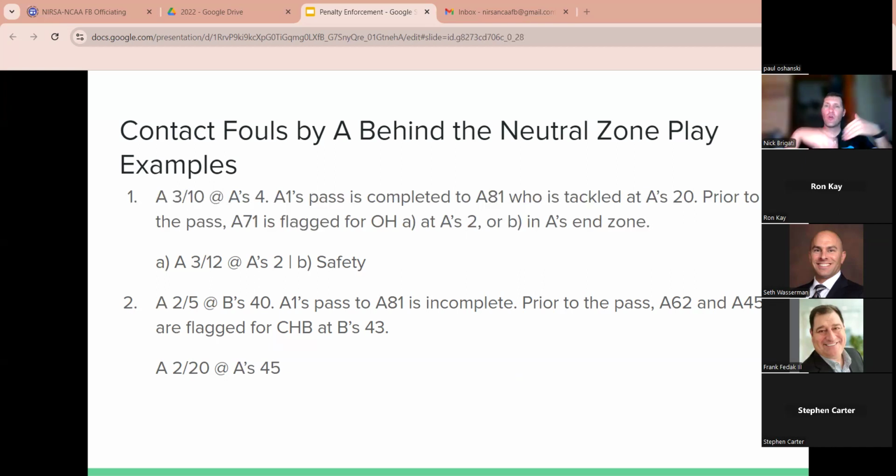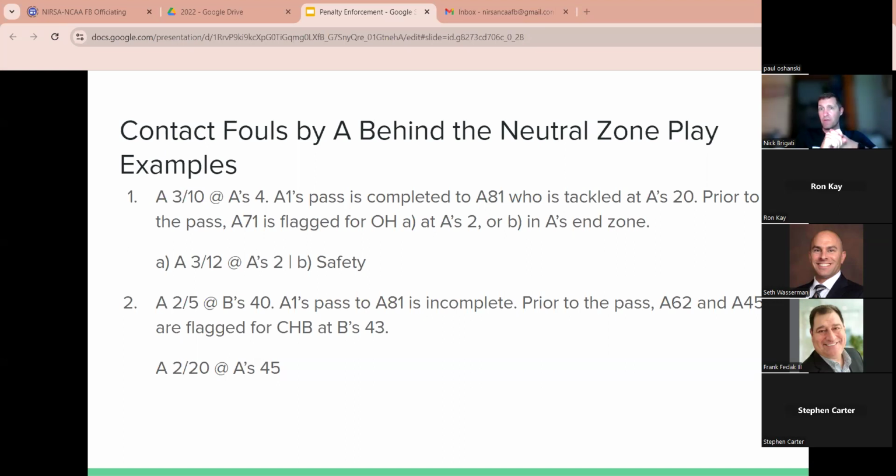So your example has, let's say we're snapping the ball at the plus 30, and the screen pass is caught at the plus 33, and the block in the back is at the 31. Yep. Okay. That would still meet our criteria here for enforcing that penalty at the previous spot, even though we have a new running play. Right, because it is a running play, but it still is a contact foul by A behind the neutral zone.